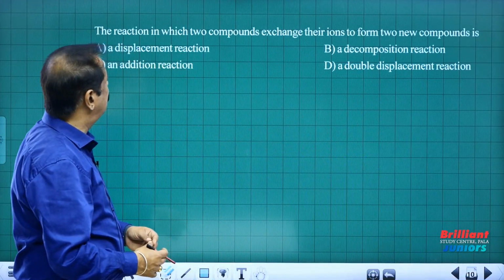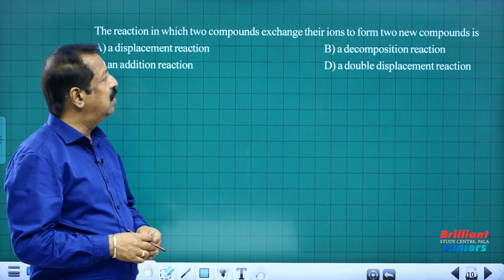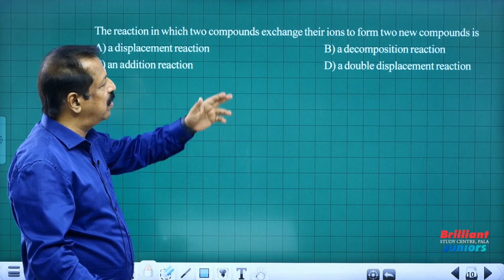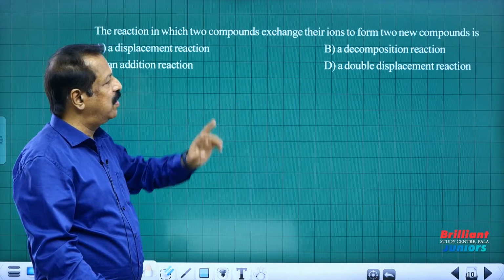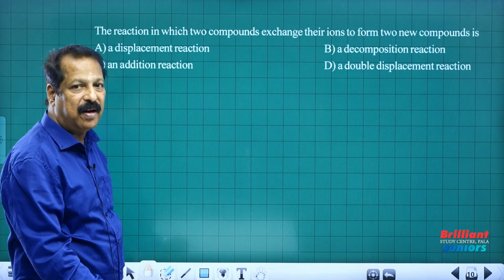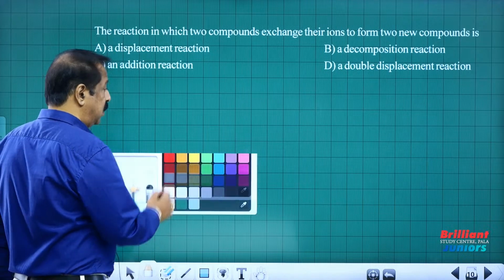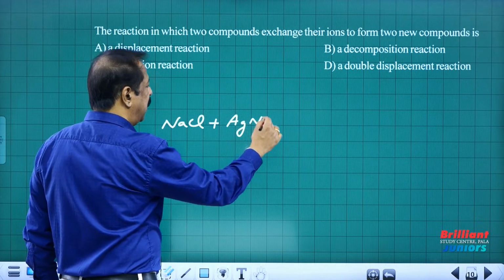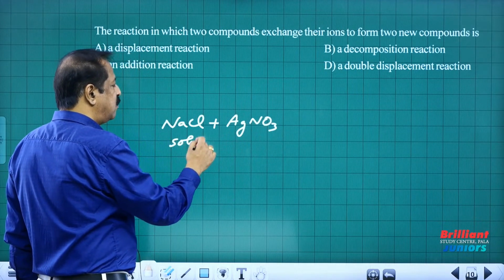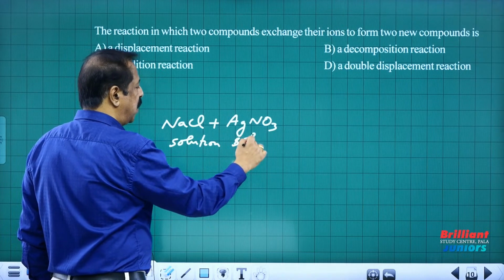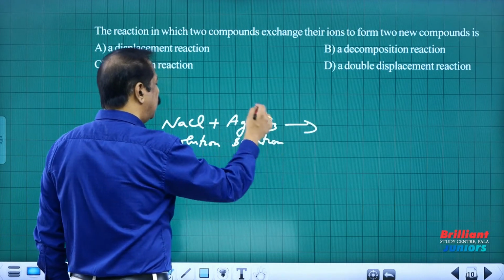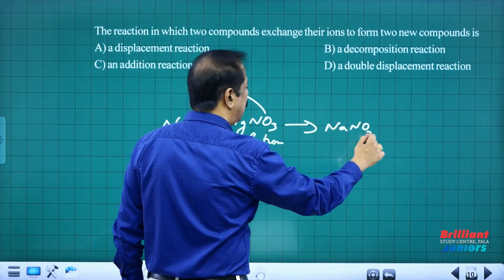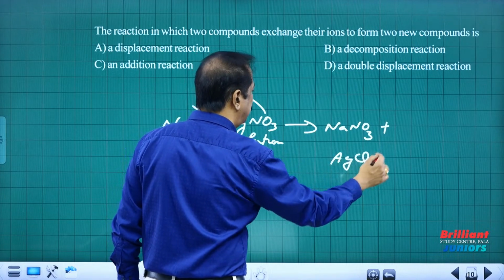And next one: the reaction in which two compounds exchange their ions to form two new compounds. What is it called? Displacement reaction, decomposition reaction, addition reaction, double displacement reaction. Double displacement reaction. So we have an example: you take NaCl solution and treat it with AgNO3 solution. The product formed will be NaNO3 plus AgCl precipitate.